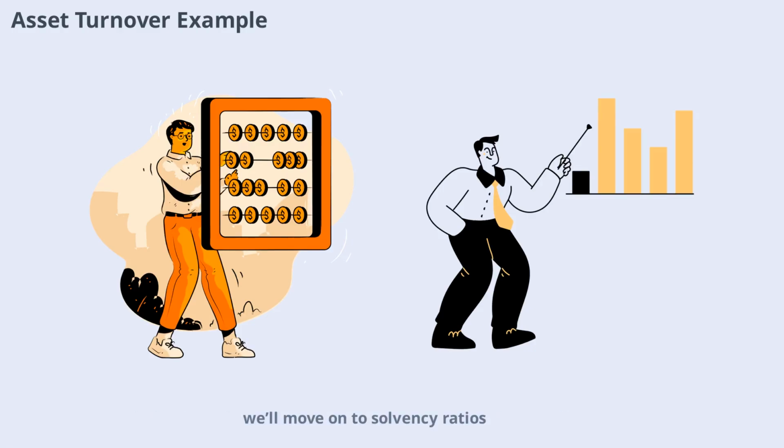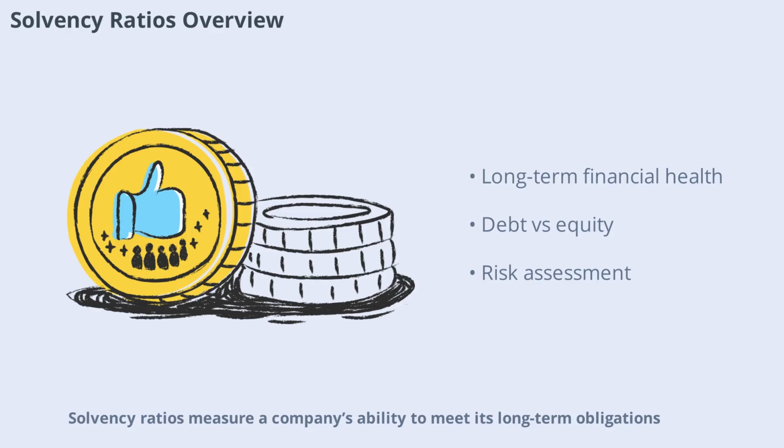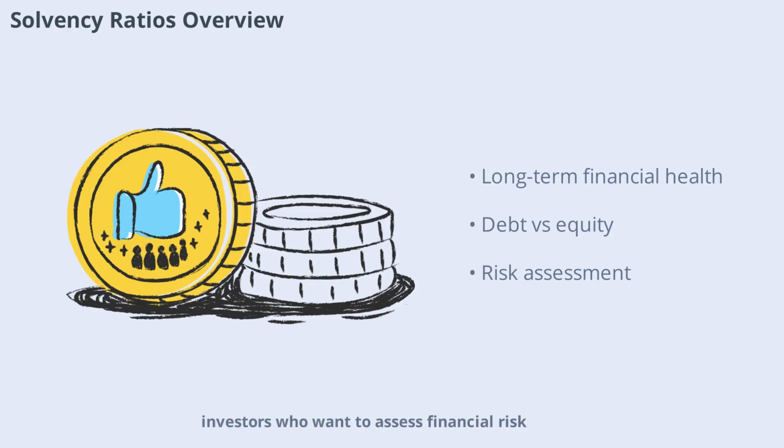Next, we'll move on to solvency ratios, which assess a company's long-term financial stability. Solvency ratios measure a company's ability to meet its long-term obligations. These ratios are important for lenders and investors who want to assess financial risk. Common solvency ratios include the debt-to-equity ratio and the interest coverage ratio. A healthy solvency ratio suggests the company can survive financial challenges and continue operating in the long run. Let's start by exploring the debt-to-equity ratio.